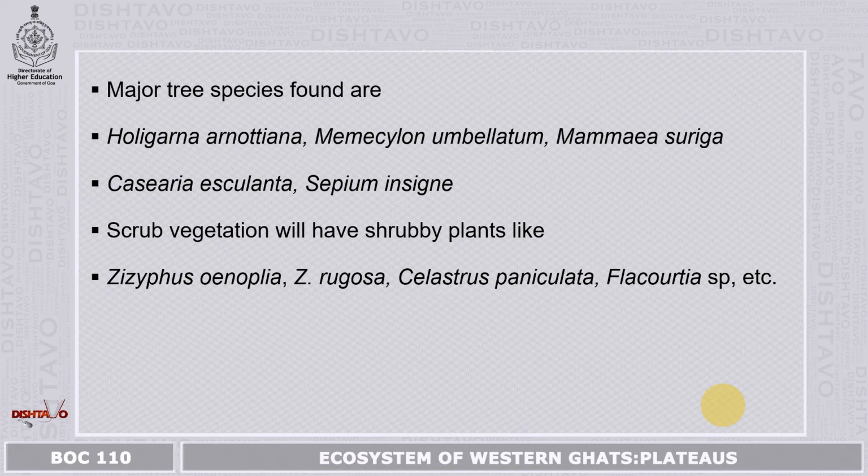Other than endemics, you will find some other trees like Cascabela thevetia, Sapium insigne, which is a common tree with poisonous latex. Then scrub vegetation will have shrubby plants like Ziziphus oenoplia, that is Karnera, you must be knowing. Then Ziziphus rugosa, chunna, very nice fruits you will get in April, May. Then other medicinal plants like Celastrus paniculatus, Flacourtia, all that you will find in these plateaus.